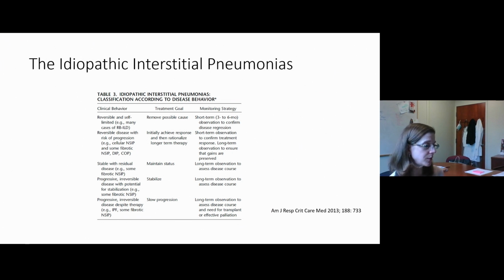So you might take a different approach to those diseases than you would to, say, something that could be self-limited if there's a known exposure that can be eliminated, like the smoking-related lung diseases. So this is another way that you can categorize these disease processes in your mind as you approach a patient, and particularly as you approach their treatment options and monitoring.